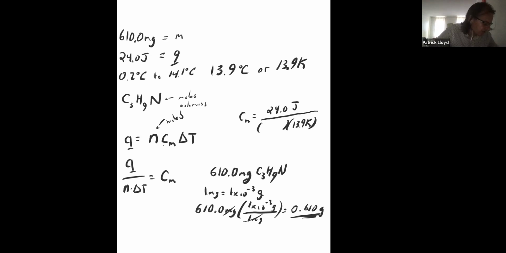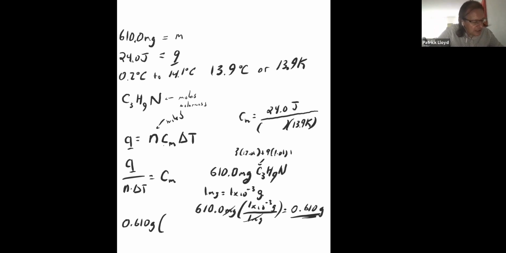So now what do we do? We say 0.610 grams. Let's figure out the molar mass of C3H9N. There are 3 carbons, so 3 times 12.01, 9 hydrogens, 9 times 1.01, and then 1 times 14.01 for the nitrogen. So that's 36.03 plus 9.09 plus 14.01, which is 59.13. Divide by molar mass to get moles.